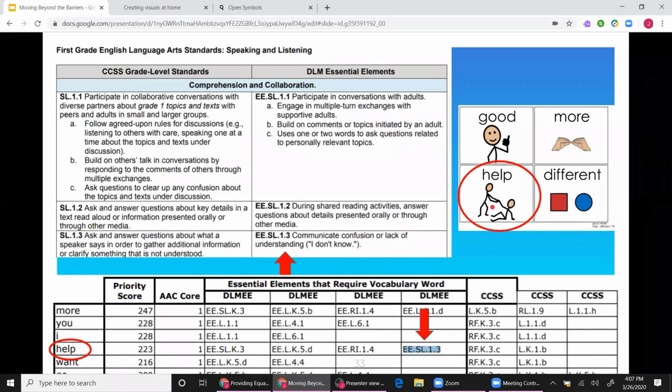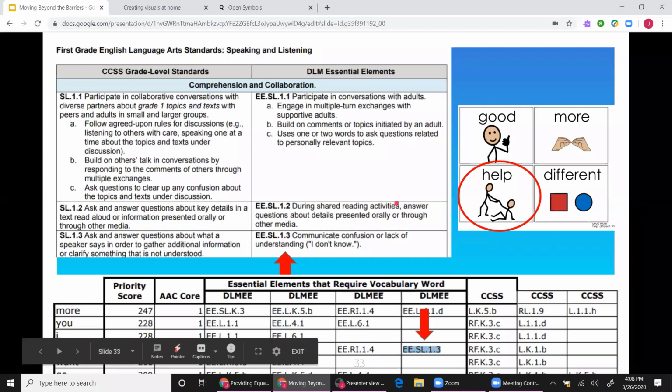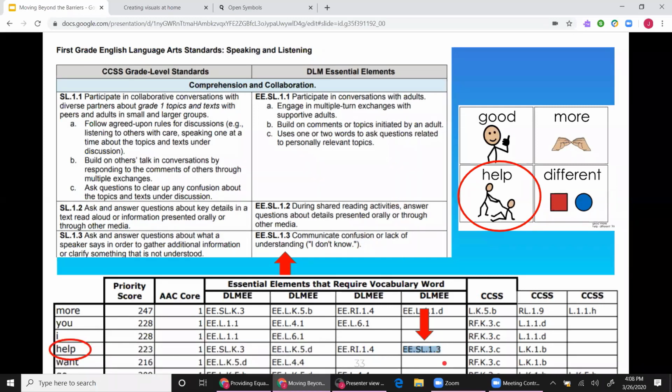So when we are trying to pick core vocabulary words that would be beneficial for our students, we can look right to the essential elements or the state standards, and they can help us in writing our goals and also picking out core vocabulary words that our students would need access to in order to communicate their knowledge.